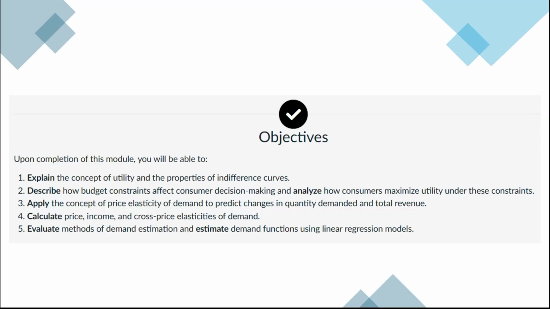All right, so this week we have 5 learning objectives. First, we want to consider the idea of utility and the properties of indifference curves. And so utility is basically just going to be the idea that when consumers buy things, they get some usefulness or satisfaction from whatever they're buying. So utility is basically just putting a number on how much consumers prefer something.